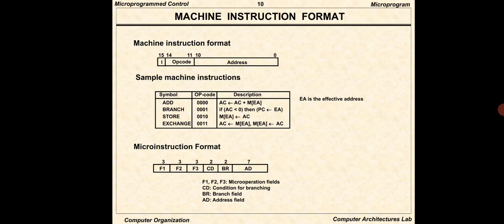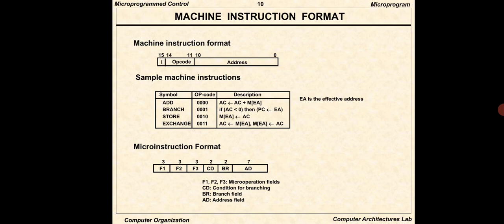Here some sample machine instructions have been given. These are the opcodes. For functionality: add is the accumulator plus the memory at the effective address, and the end result is stored in the accumulator. Branch means if the accumulator is less than 0, then the program counter is loaded with that particular address. Store means the accumulator contents are moved to that memory location. Exchange means whatever data is in that memory address is exchanged with the accumulator, and the accumulator value is exchanged with the memory address. So this is your general machine instruction format.